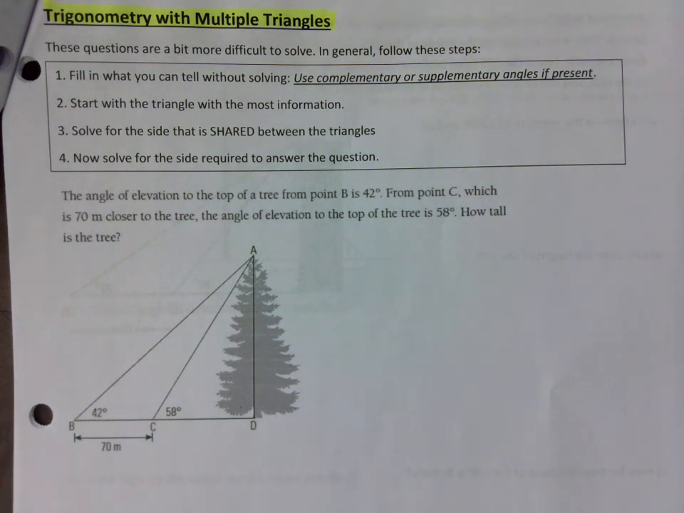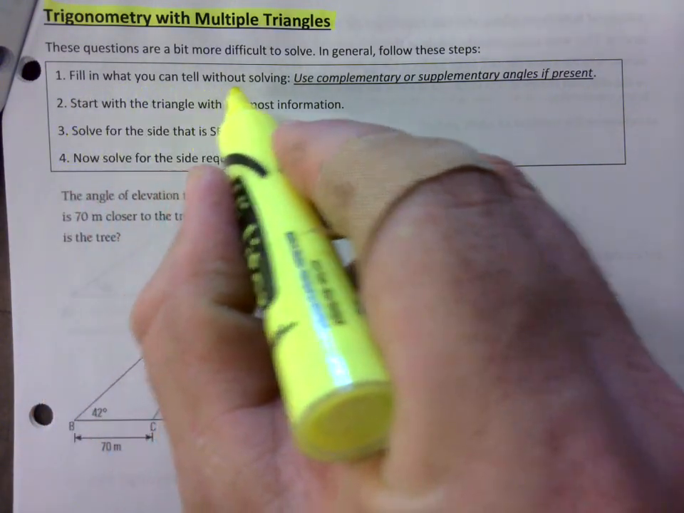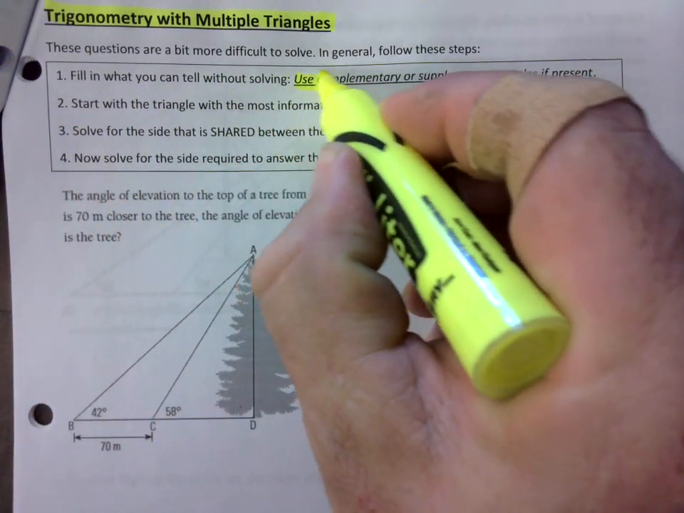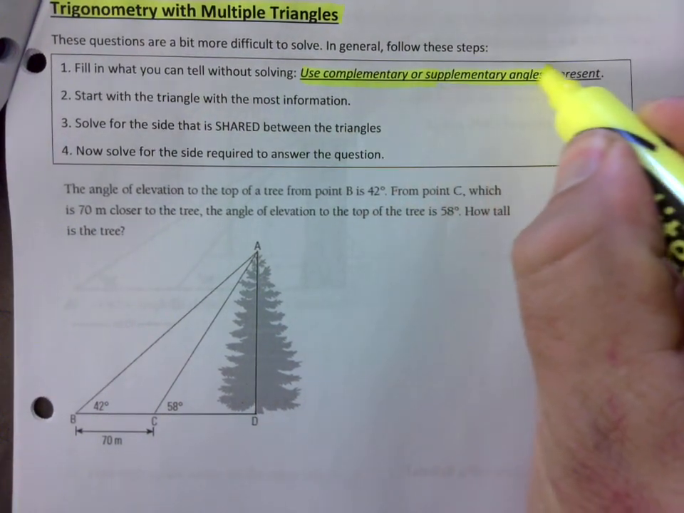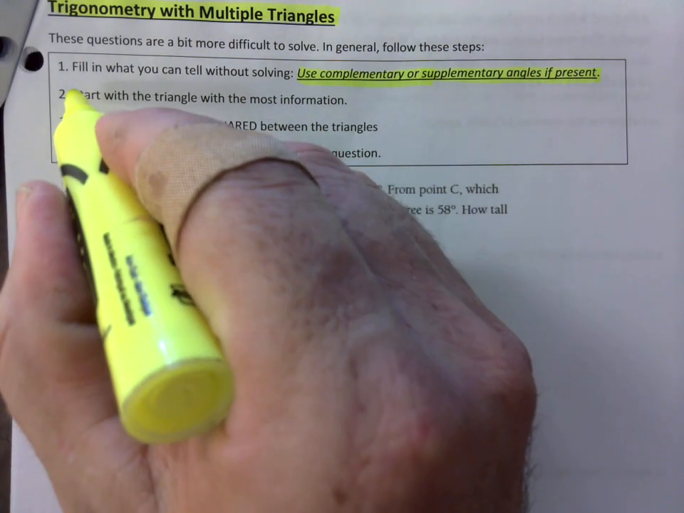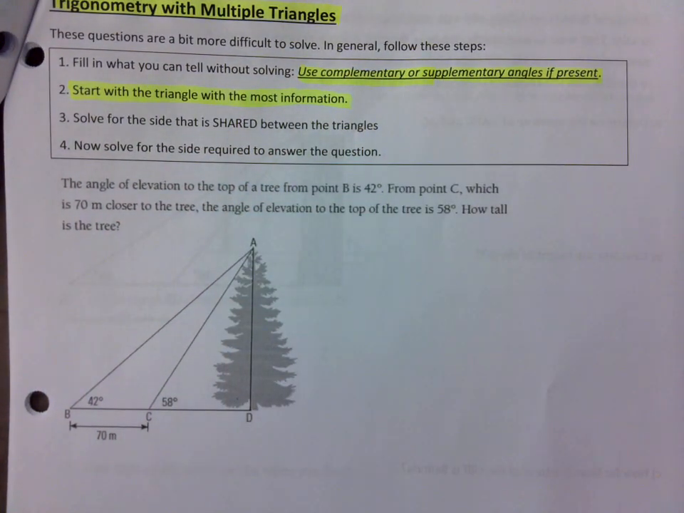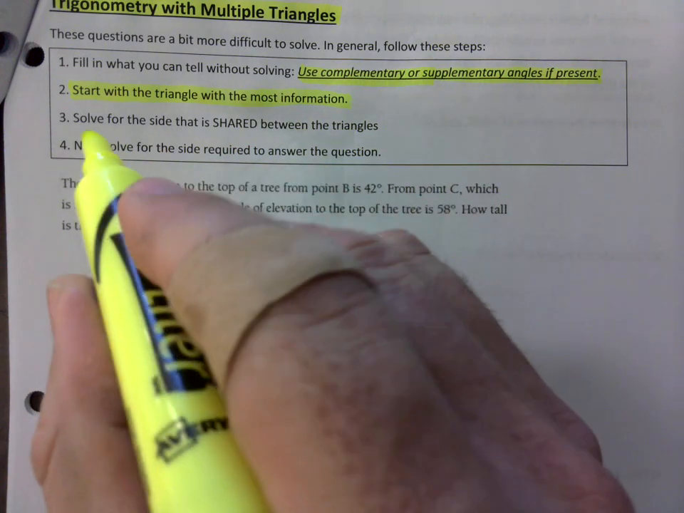Okay, so something to remember. These are steps that I recommend. Fill in what you can tell without solving. Use complementary or supplementary angles if present. Start with the triangle with the most information. If you're worried about which triangle to start with, there's so many, start with the one that has the most info, like a side and a bunch of angles. That's the one I would start with.